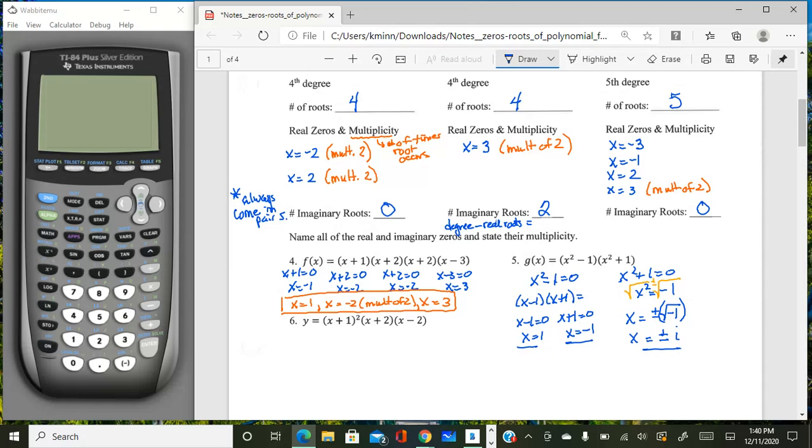Of those 4, no multiplicities, but we have 4 separate solutions, and the degree of our original polynomial is 4, so we should have those 4 solutions.